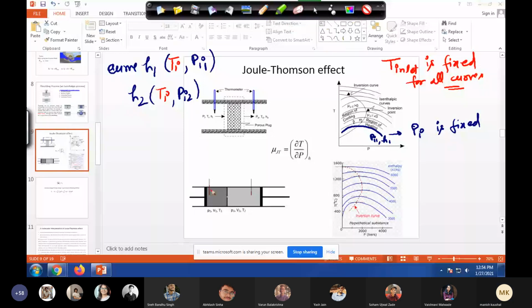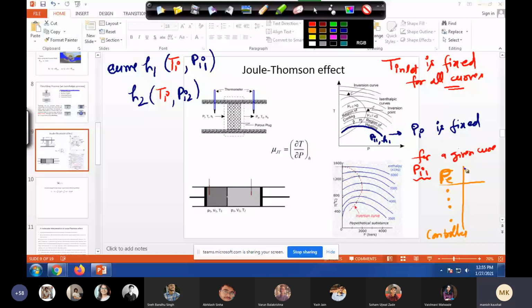Then again, for a given curve, since let's say Pi1 you fix it, then what we are measuring is for this Pi1 and Pi inlet, P exit you are controlling. So this is your control parameter, controlled, and effect is TE. That is the whole experiment.